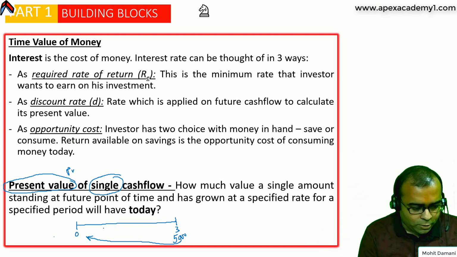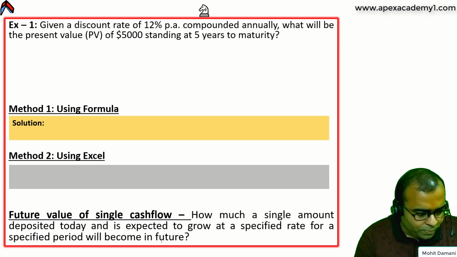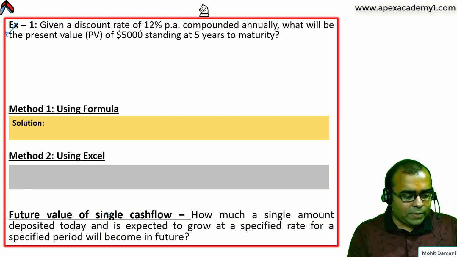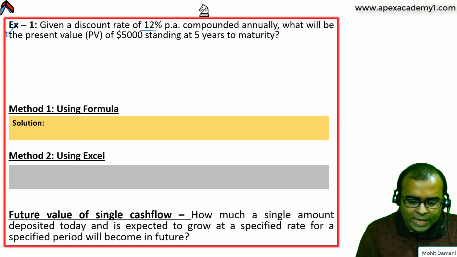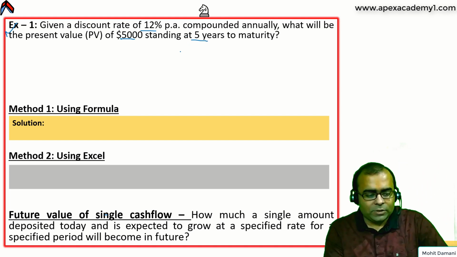Okay, so proceeding ahead with an example, I would request you to read example 1 with me. Given a discount rate of 12% compounded annually, what will be the present value of $5,000 standing at 5 years to maturity?